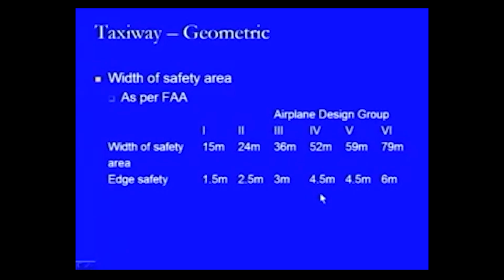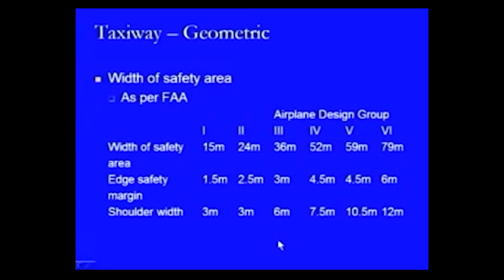Then in the case of edge safety, it is 1.5 meters for the first category, 2.5 for the second, 3 meters for the third, 4.5 meters for the fourth, again 4.5 meters for the fifth and 6 meters for the sixth category. Then we have the shoulder width, which is 3 meters for first and second categories, 6 meters for third category, 7.5 meters for fourth category, 10.5 meters for fifth category and 12 meters for sixth category.